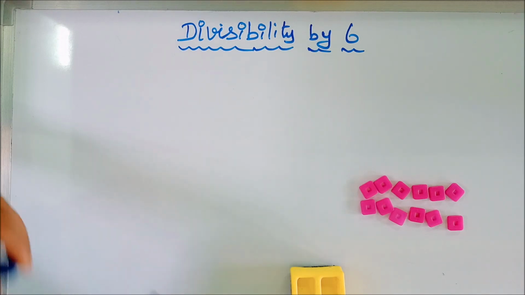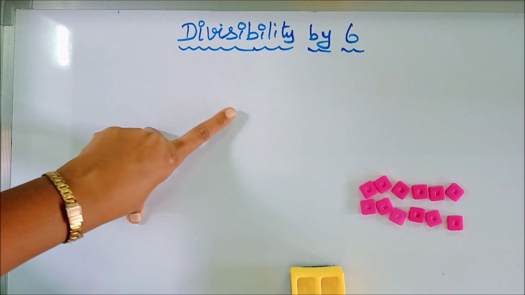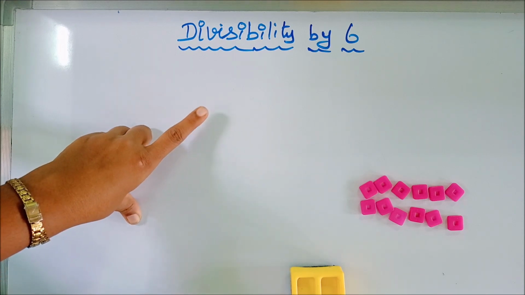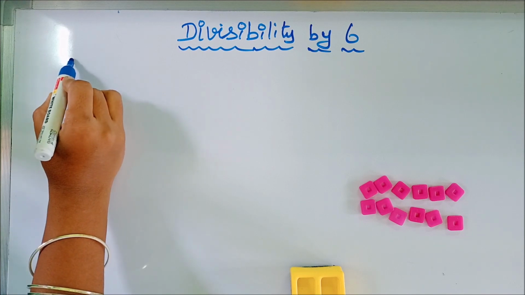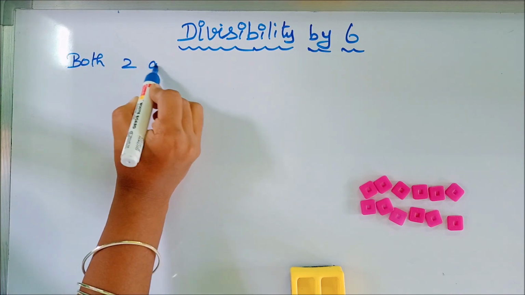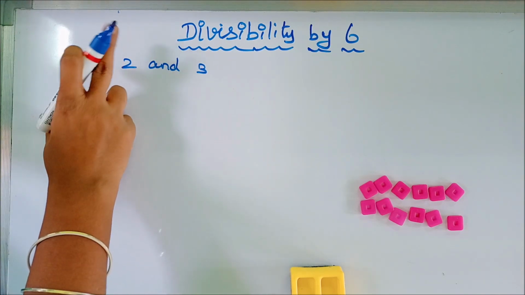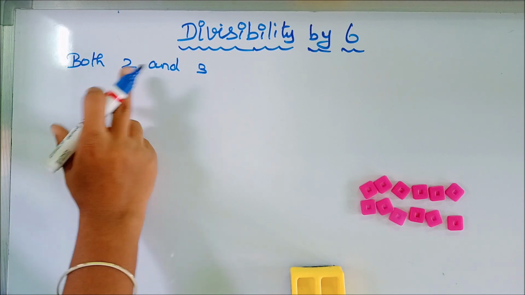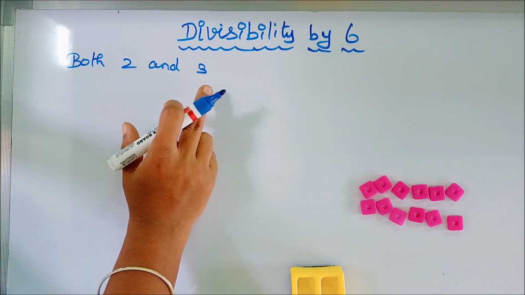My dear children, in today's activity, we are going to do the activity for the concept of divisibility test for 6. We already know that if a number is divisible by 6, it must be divisible by both 2 and 3. Then only we can say the number is divisible by 6.